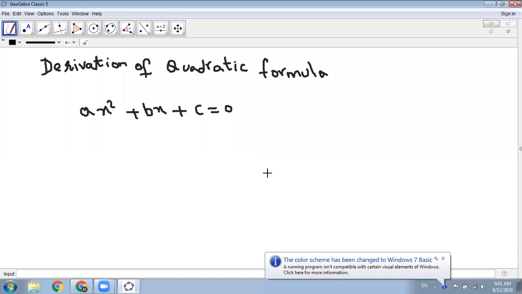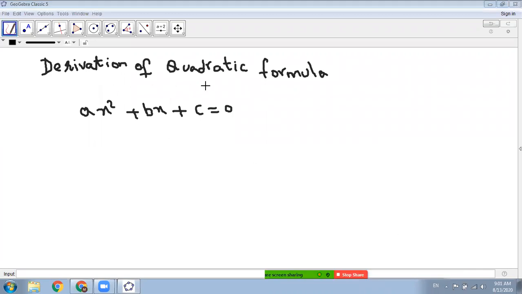In today's lecture, we will write the quadratic formula. So, in the derivation of the quadratic formula, we first write the standard form of the quadratic equation, that is ax square plus bx plus c equals to 0. Now we will use the completing square method to derive the quadratic formula.